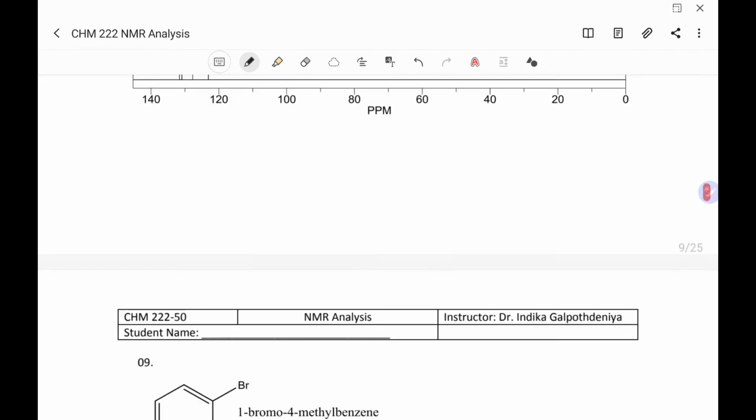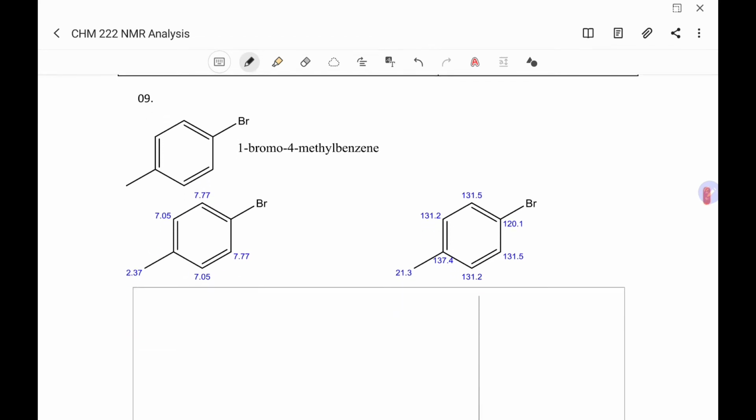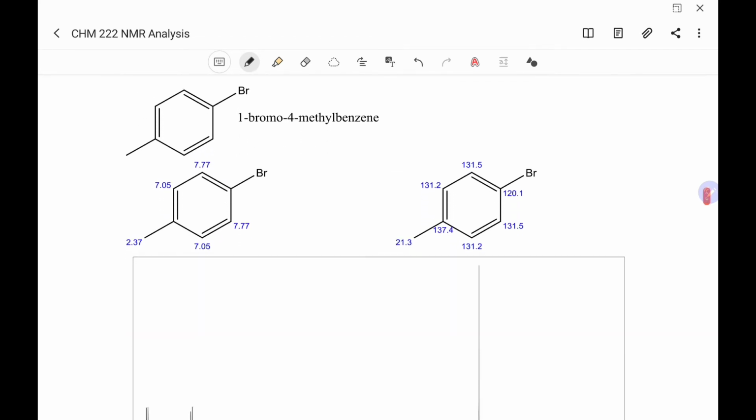And then the last one is 1-bromo-4-methylbenzene. Once again, the chemical shifts. By the way, this hydrogen, what do you think the chemical shift is? I mean, this is a CH3 group, of course.